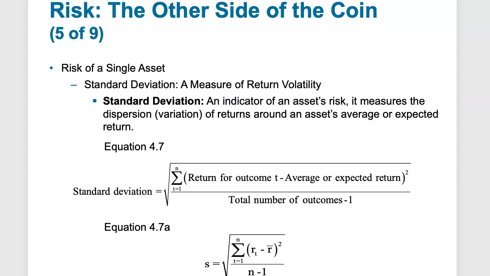We can use the statistical standard deviation as a way of measuring the return volatility. Standard deviation is a statistical measure that you've most likely learned before, and this can be an indicator of an asset's risk, and we're going to measure the dispersion of the returns around that asset's average or expected return. So here is the shorthand of the standard deviation formula. Here's a longhand of that formula. And again, I'll have a separate video where I'll show you in a spreadsheet how to calculate this.